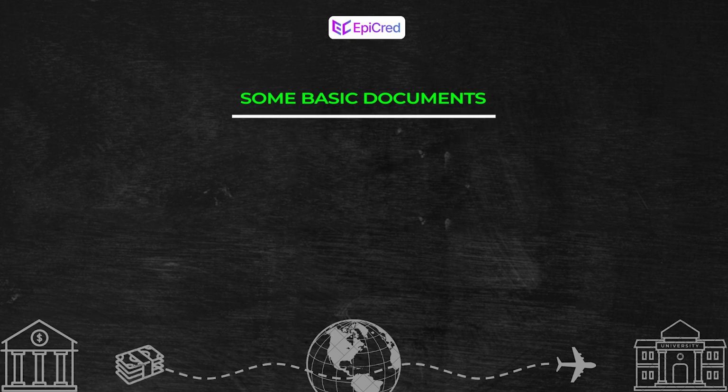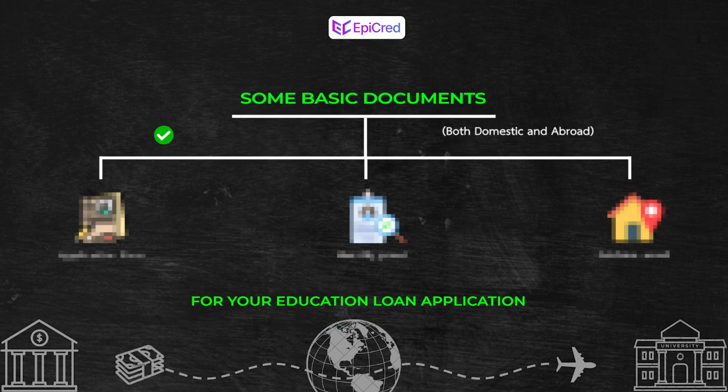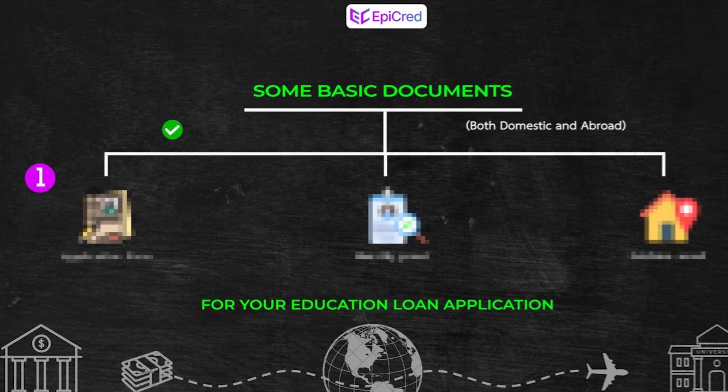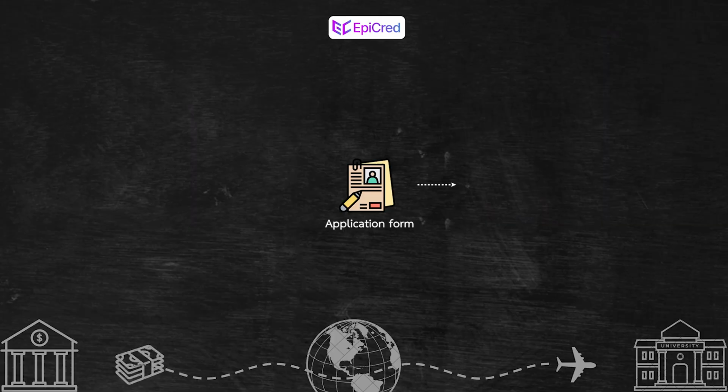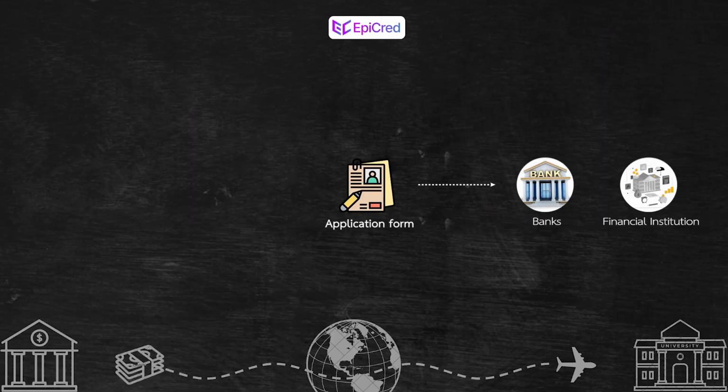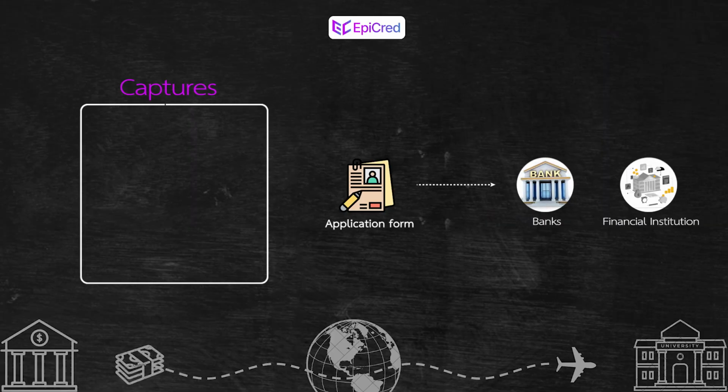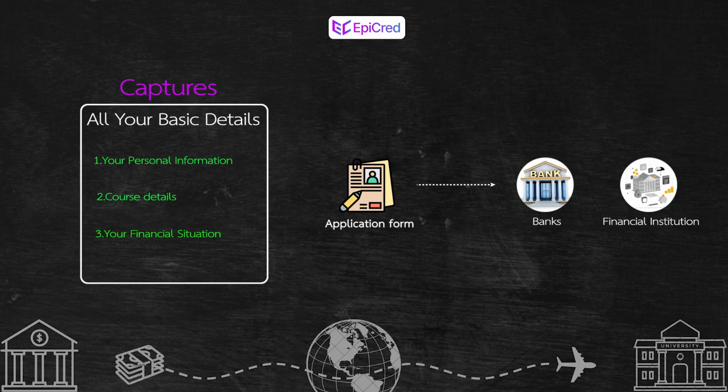So let's get started. No matter whether you are studying in India or abroad, there are some basic documents that you will need for the education loan application. First up, you'll need the loan application form, which is provided by the bank or the financial institution. This form captures all your basic details like your personal information, course details and your financial situation.